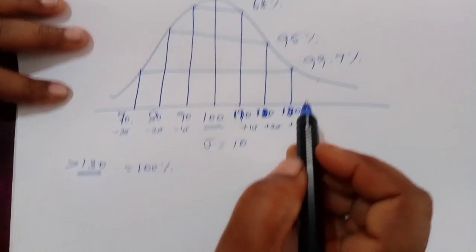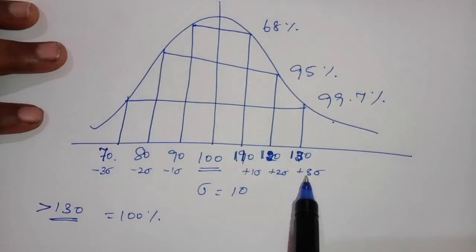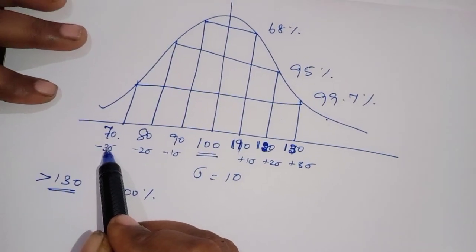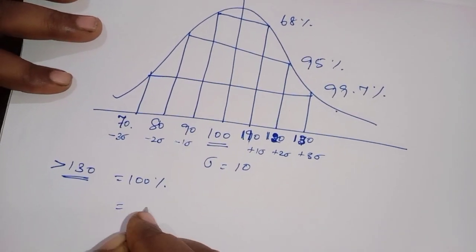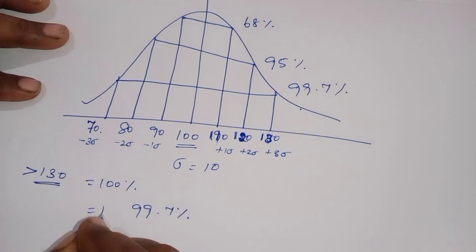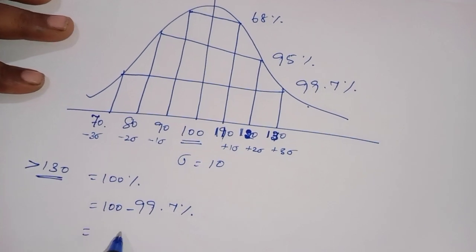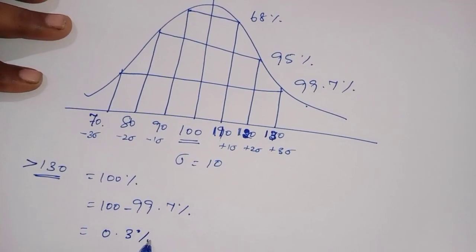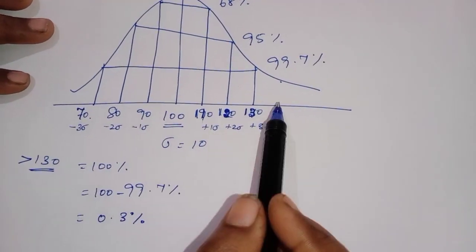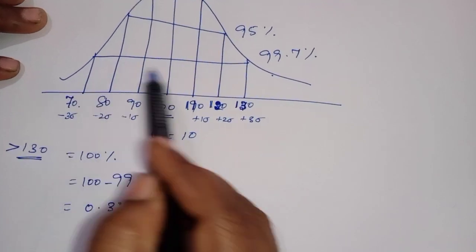So here, where does 130 fall? Let us see. This 130 falls at plus 3 standard deviations. The area from minus 3 standard deviations to plus 3 standard deviations is 99.7%. So what I am going to do is subtract this 99.7% from 100%. So it is only 0.3%. Since the curve goes infinitely on both sides, this 0.3% is common for both tails, both the extremes.